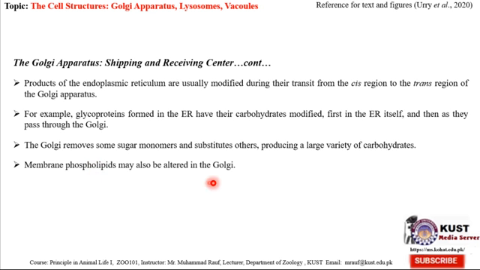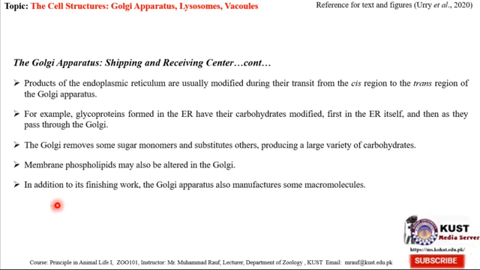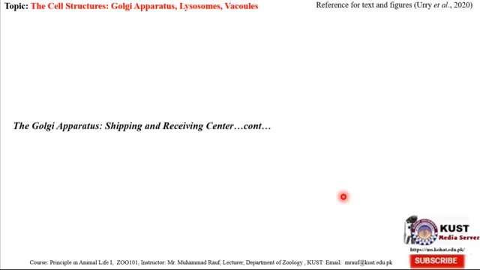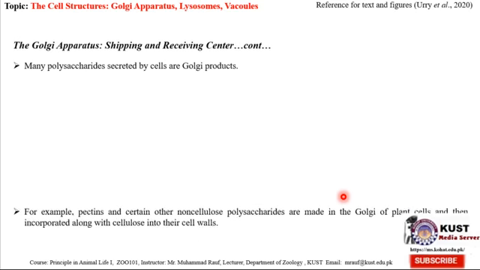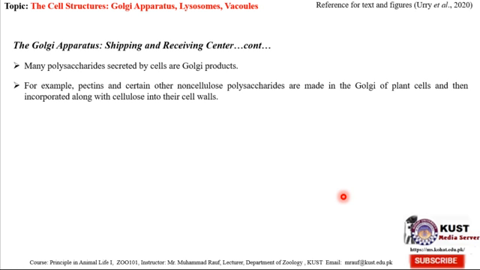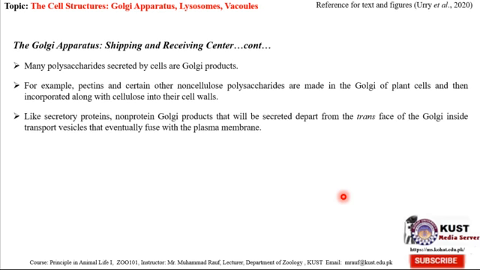Membrane phospholipids may also be altered in the Golgi apparatus. In addition to its finishing work, the Golgi apparatus also manufactures some macromolecules. Some of the polysaccharides that are secreted by cells are usually produced by the Golgi apparatus. For example, pectins and certain other non-cellulosic polysaccharides are produced by the Golgi apparatus. Like secretory proteins, non-protein Golgi products that will be secreted depart from the trans face of the Golgi inside transport vesicles that eventually fuse with the plasma membrane.